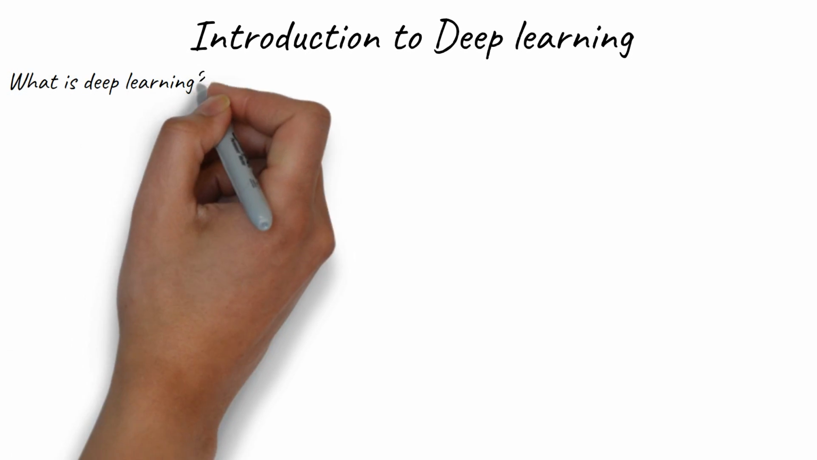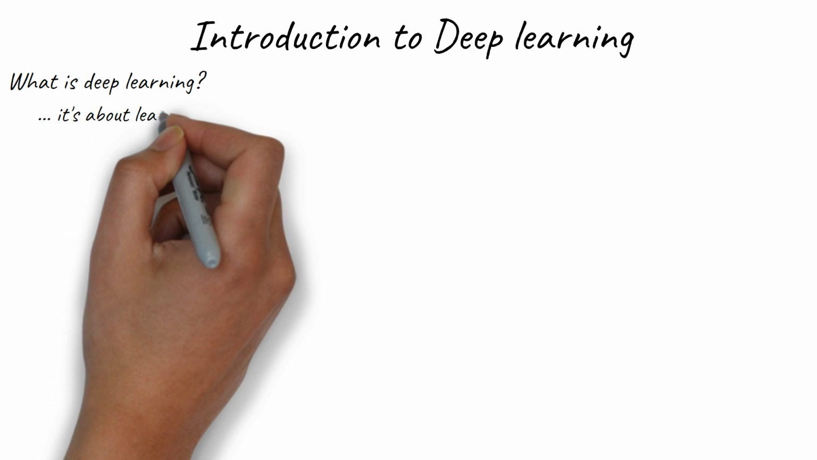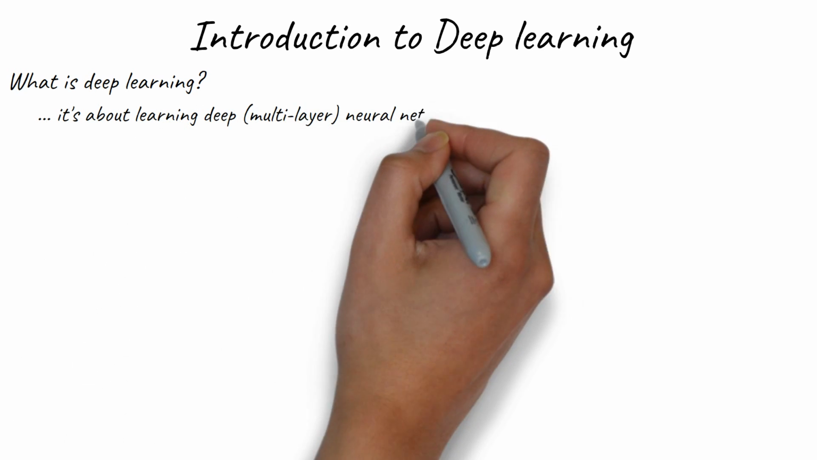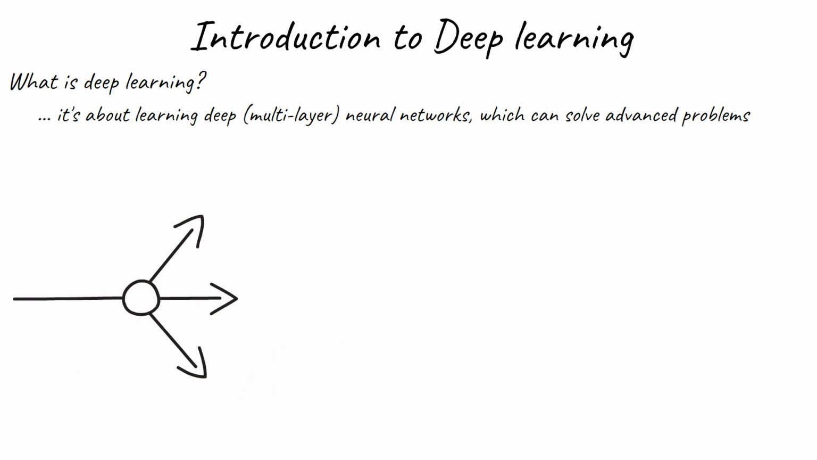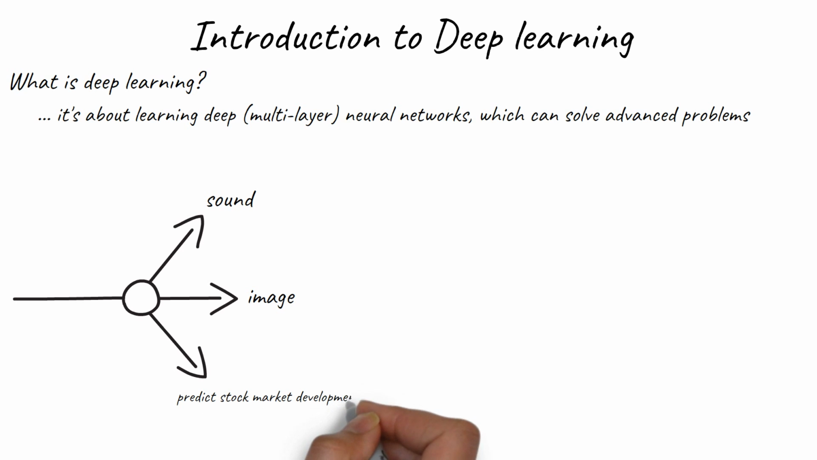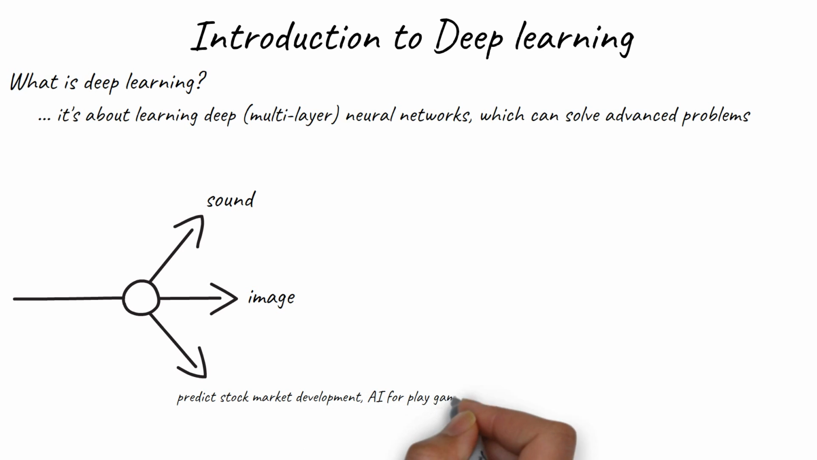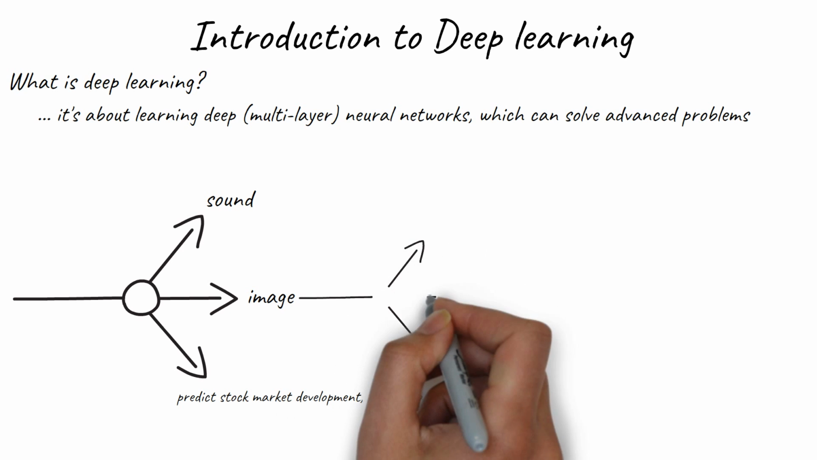What is deep learning? It's about learning deep or multilayer neural networks which can solve advanced problems. For example, we can process sound, image, predict stock market development, or develop artificial intelligence able to play games and so on. There are many possibilities. However, we will focus on image processing.